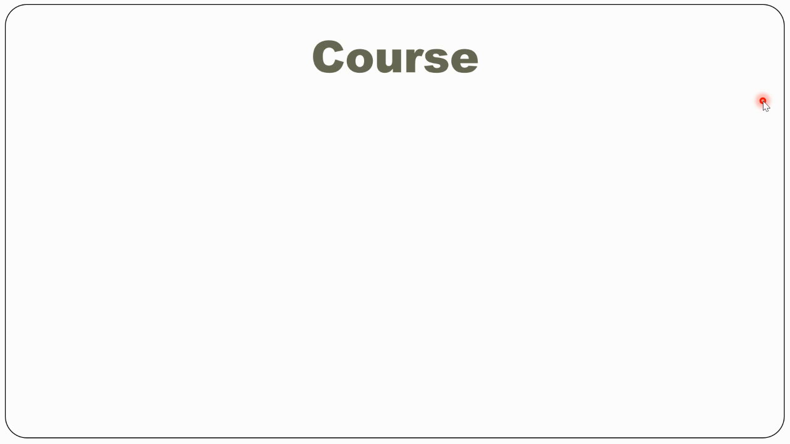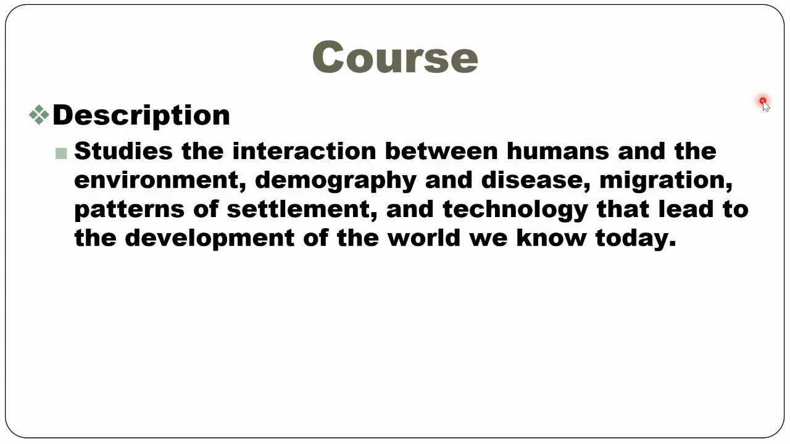So let's talk about the course itself. This is the official course description. It studies the interaction between humans and the environment, demography and disease, migration, patterns of settlement, and technology that lead to the development of the world we know today. So the point of this course is, how did we get to today? How did we get to the world you live in? And you get to see over the span of hundreds, thousands of years, what has changed, what has stayed the same. And you get to see things that happened a century ago, a millennium ago, still impact the world today.